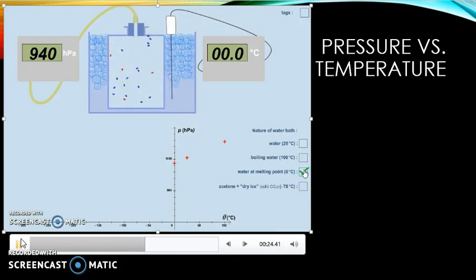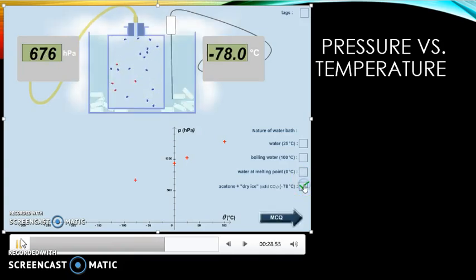And down at the bottom, you can see that we have some axes and a graph is actually starting to form. Here at ice water, it's much colder. The particles move slower. They hit the sides of the container much less frequently, and down at negative 78 degrees, it's even worse. Take a look at that relationship. It is very linear, kind of interesting. And as you notice, the pressure increased with increasing temperature, and the pressure decreased with decreasing temperature.